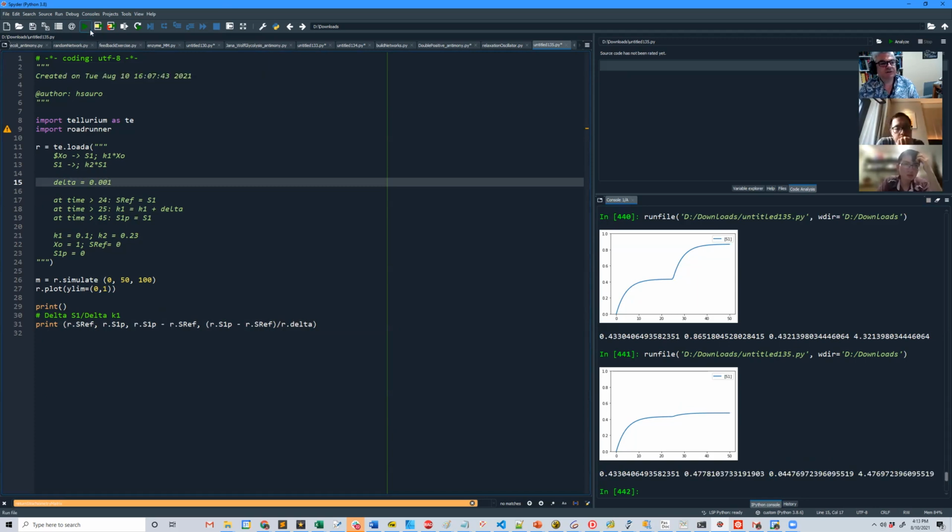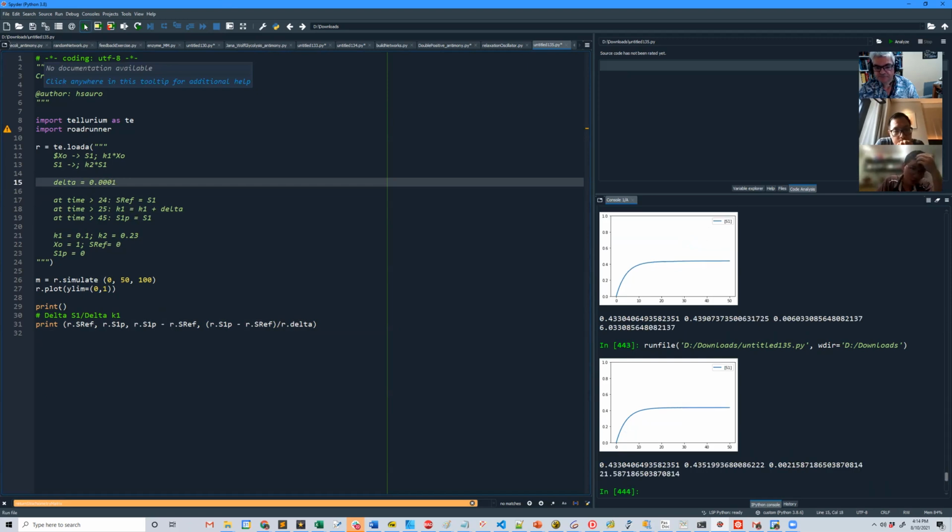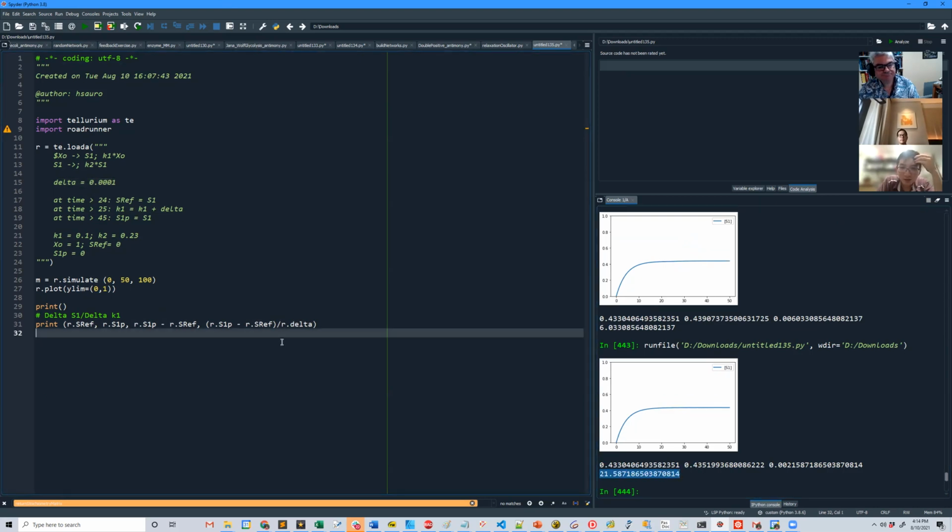And make it smaller still. What happens if I make it really small? Like it's almost flat. But the delta seems to be going up. But that's probably because it's not very accurate. What I really should be doing is this.